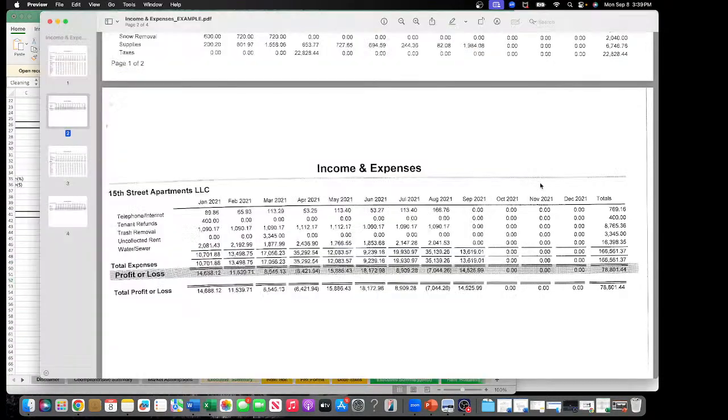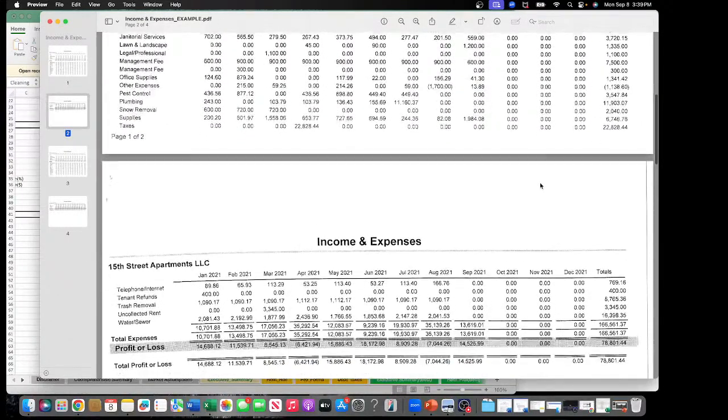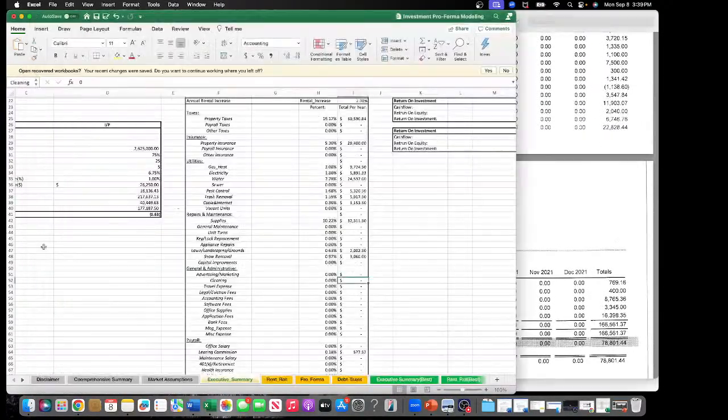Cleaning supplies, I believe he had clean in here as well. Janitorial services, 3720. So we're going to do 3720 divided by 8 times 12. Going to get that one in there.